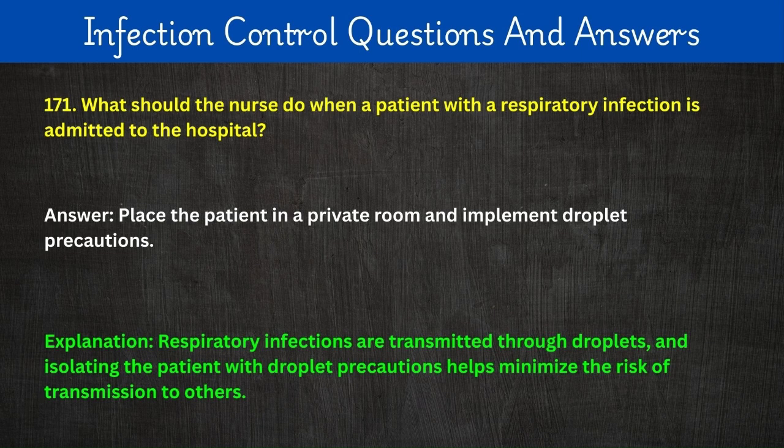171. What should the nurse do when a patient with a respiratory infection is admitted to the hospital? Answer: place the patient in a private room and implement droplet precautions. Explanation: respiratory infections are transmitted through droplets, and isolating the patient with droplet precautions helps minimize the risk of transmission to others.